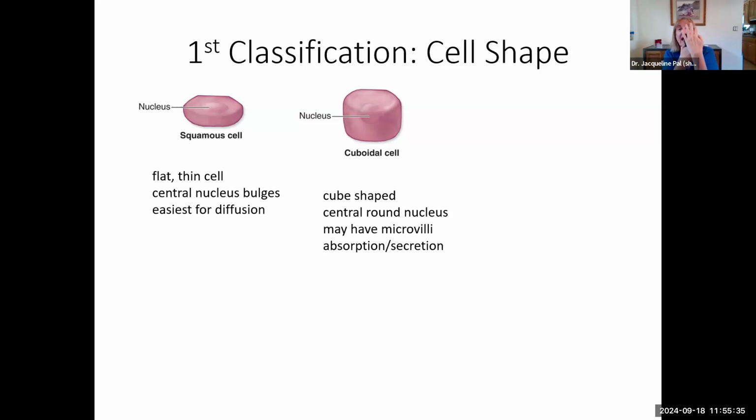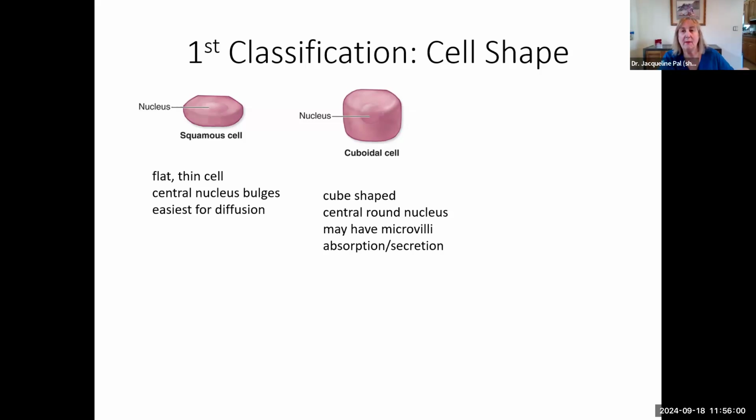And so microvilli do what microvilli do, and that is increase the surface area of the cell for either absorption or secretion. So if we have cuboidal cells in a duct, then we know that they're going to either be absorbing or secreting, or they could be doing both.